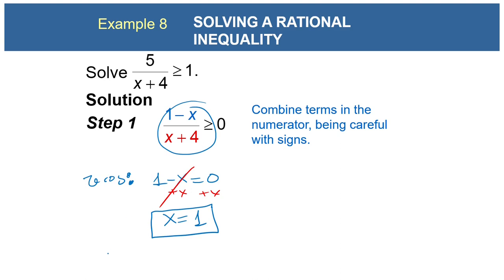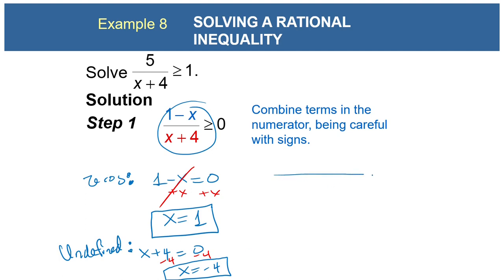Now, if I look at the denominator, I can also set that equal to 0. Subtract 4 to both sides. I have x equals negative 4. Now be careful. When the denominator is equal to 0, when we plug in a negative 4 for x, I get negative 4 plus 4 is 0. I cannot divide by 0. It's undefined when x equals negative 4.